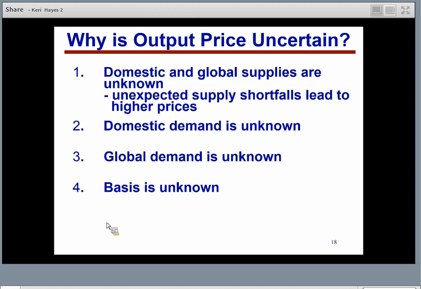Domestic demand is unknown. So for wheat products, global demand is unknown. How much are we going to be able to export into other countries? And then fourth, and really a big area of uncertainty, is that basis is unknown. So we don't know what the local supplies are going to be like in Montana.